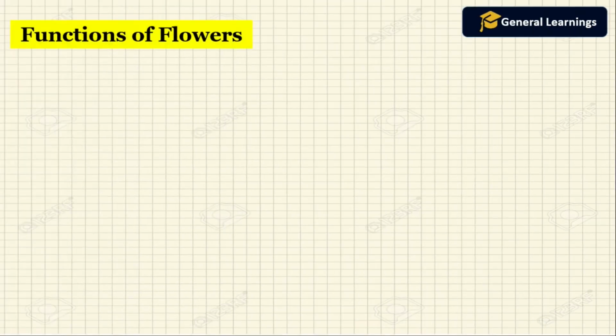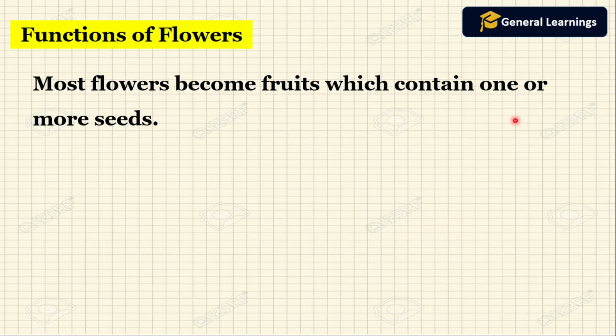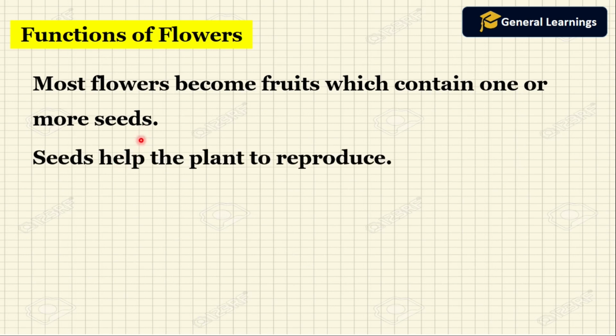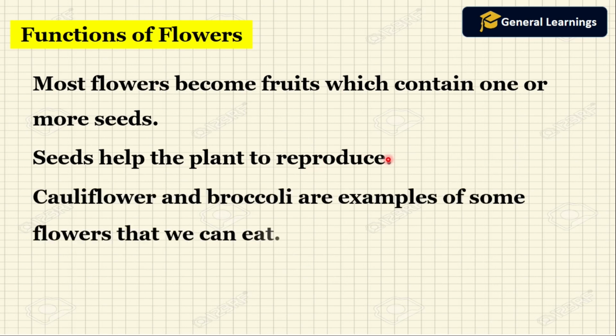Now we are going to see the function of flowers. Most flowers become fruits which contain one or more seeds. Those seeds help the plant to reproduce. Some of the flowers, like cauliflower and broccoli, we can eat.